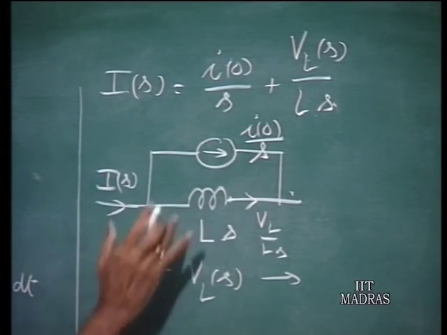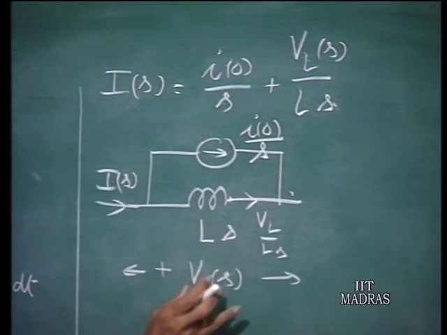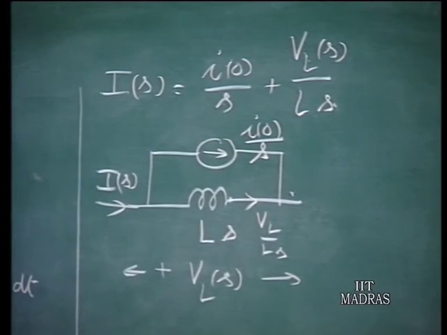So the terminal current I of s is related to VL of s in this manner. You have a parallel circuit, one containing the inductor, whose generalized impedance is Ls, therefore VL of s divided by Ls is the current here. In addition, you have the source current here.